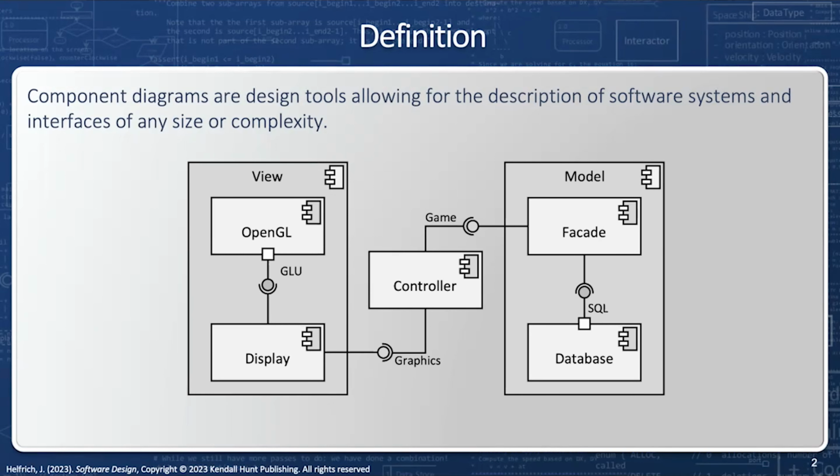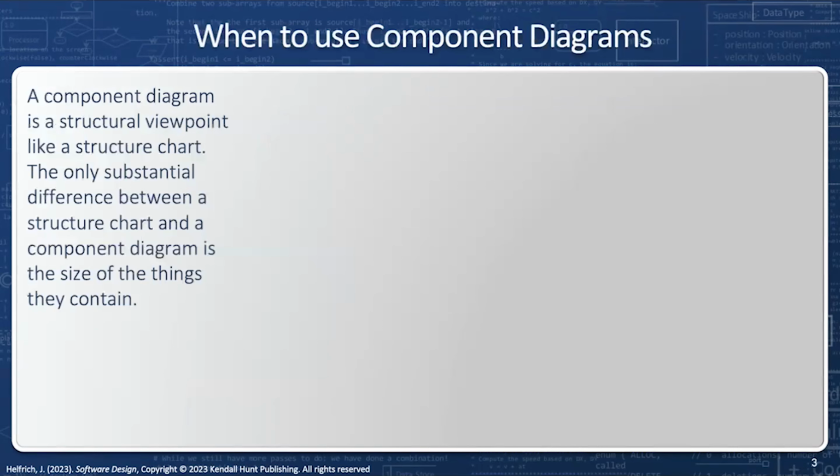So this begs the question, when do you use a component diagram? A component diagram is a structural viewpoint, like a structure chart. The only substantial difference between a structure chart and a component diagram is the size of the things they contain. So when you're trying to figure out what viewpoint to use, what design tool, here's a little decision tree which helps. First of all, are we representing large-scale system design or smaller pieces?